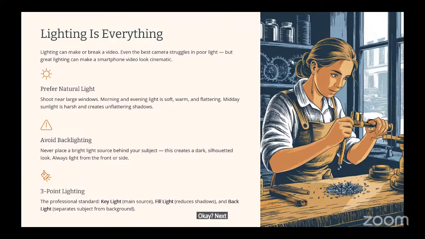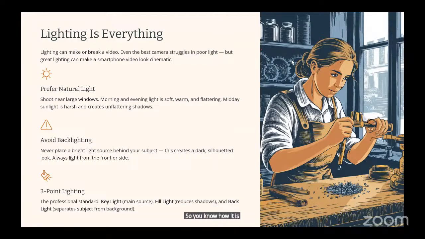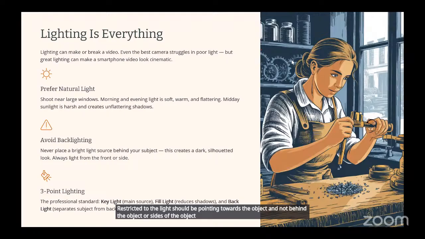Okay. Next thing, avoid backlighting. What is backlighting? Assume I am the subject of this particular video. Right behind me is my tube light. So you know how it is going to make me look dimmer, lighter, all of that. Do not go for something like that. Restrict it to the light pointing towards the object, and not behind the object or the sides of the object. The light should be towards the object.